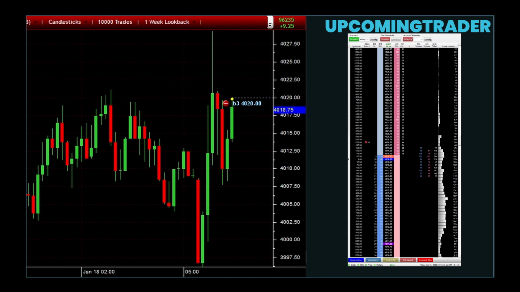Symmetrical triangles are neutral patterns where the price makes both lower highs and higher lows, causing the trend lines to converge. Volume typically decreases as the pattern forms, indicating that traders are waiting for a clear direction. The eventual breakout can occur in either direction, but a surge in volume during the breakout adds credibility to the move and often results in a strong trend.